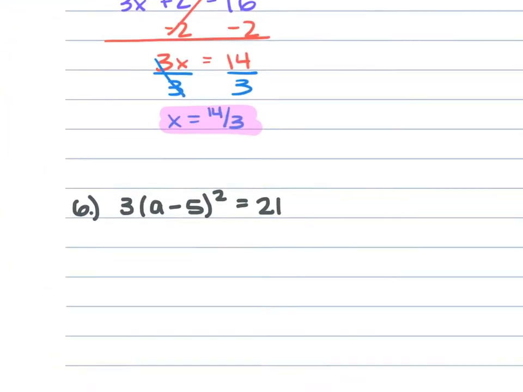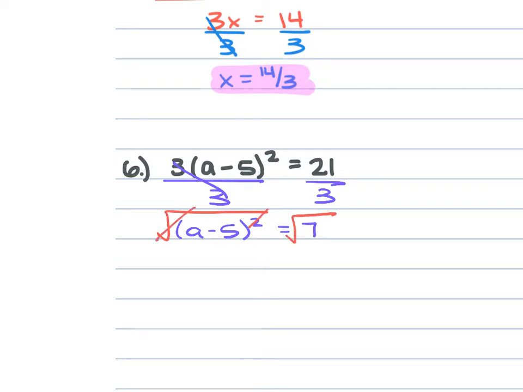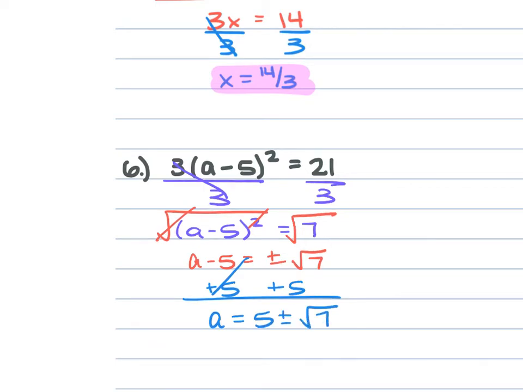For 6, we have 3 times a minus 5 squared is equal to 21. So we are first going to divide each side by this 3 to get a minus 5 squared is equal to 7. From here, we're going to take the square root of both sides, so it cancels out that exponent to give us a minus 5 on the left side, and the square root of that 7 is going to be plus or minus the square root of 7. From here, we're just getting a by itself, so we're adding 5 to both sides, and we get that a is equal to 5 plus or minus the square root of 7.